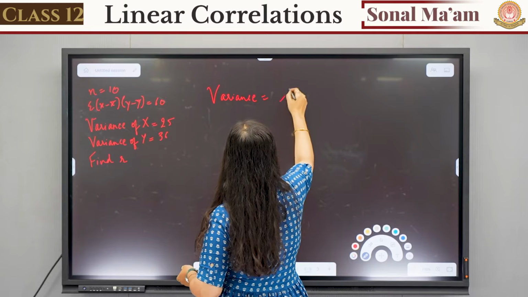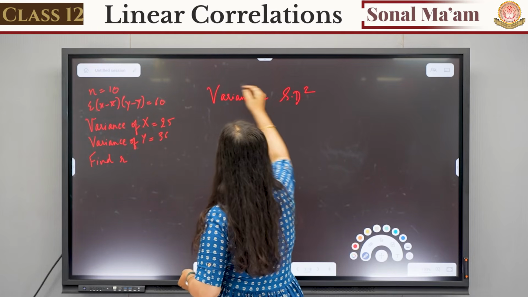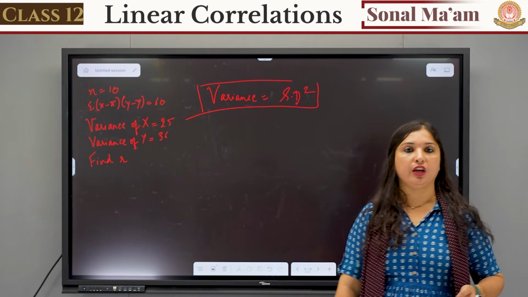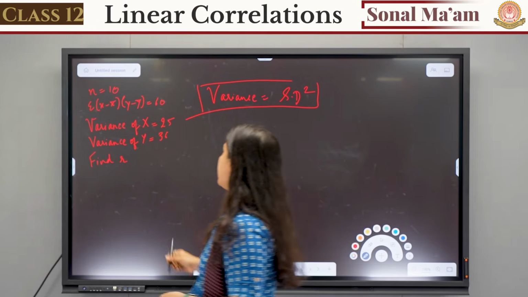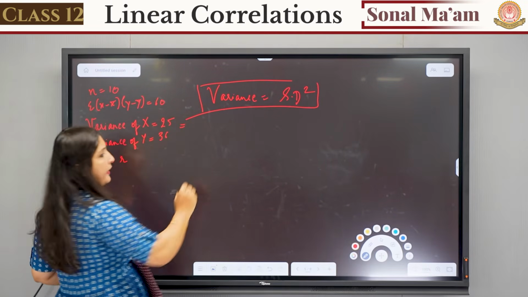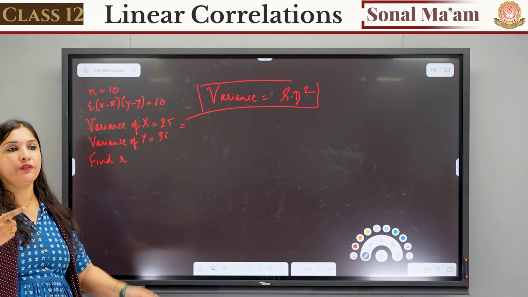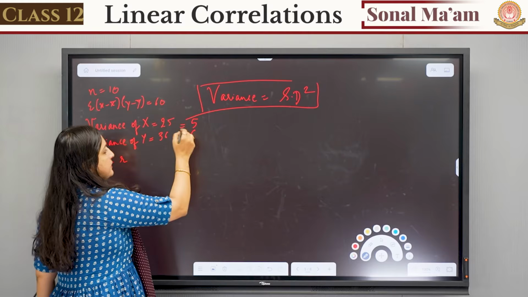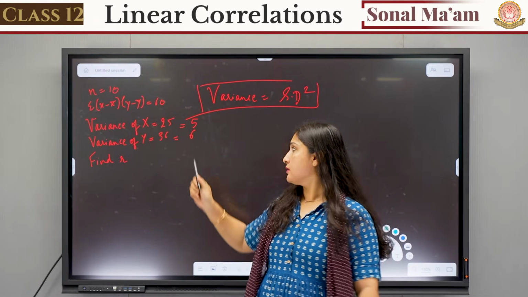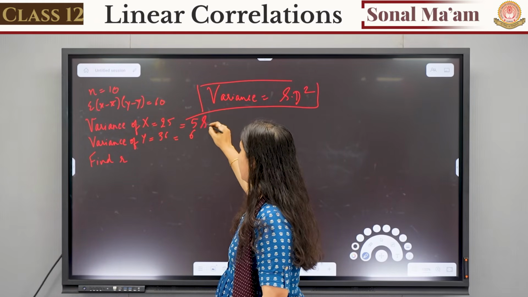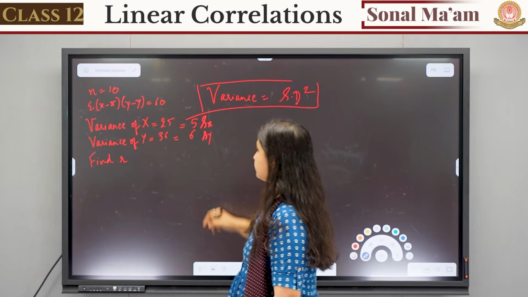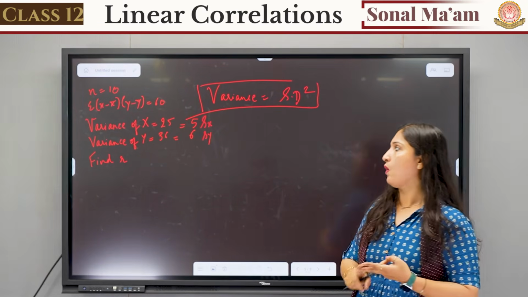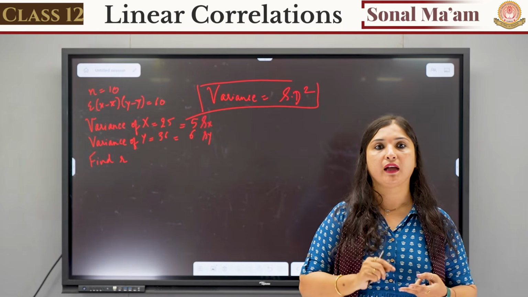Variance is standard deviation square, and you have to fit this in your mind. So the variance of 25 means standard deviation will be root of 25, that is 5. Here root of 36, that is 6. Is it clear? So now we got Sx and Sy. Now we have x minus x bar, y minus y bar, we have Sx, we have Sy.